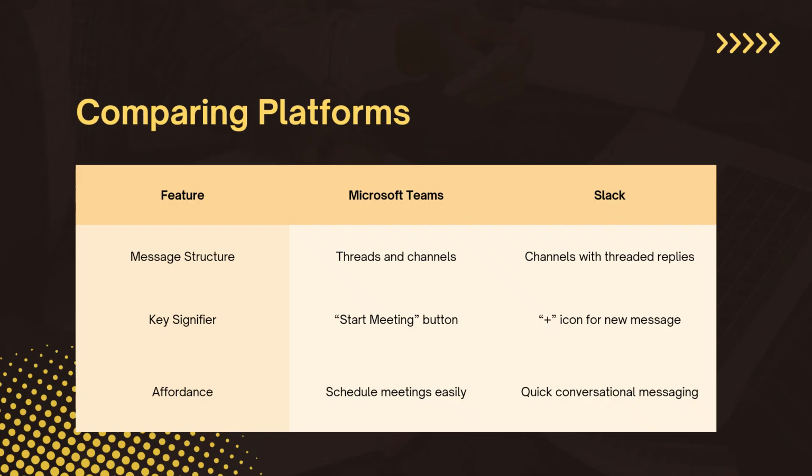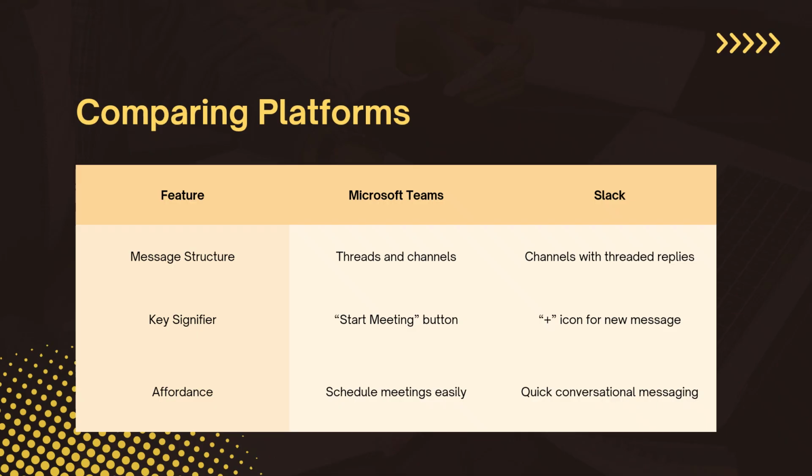Microsoft Teams strongly supports the ability to schedule and host meetings, which makes it well suited for structured collaborations such as project discussions or formal workplace meetings. Slack, on the other hand, tends to afford quick conversational messaging, allowing teams to communicate rapidly through channels and informal discussion threads. Now, when we look at these design differences, we can start to see how the interface design encourages different types of communication behavior.